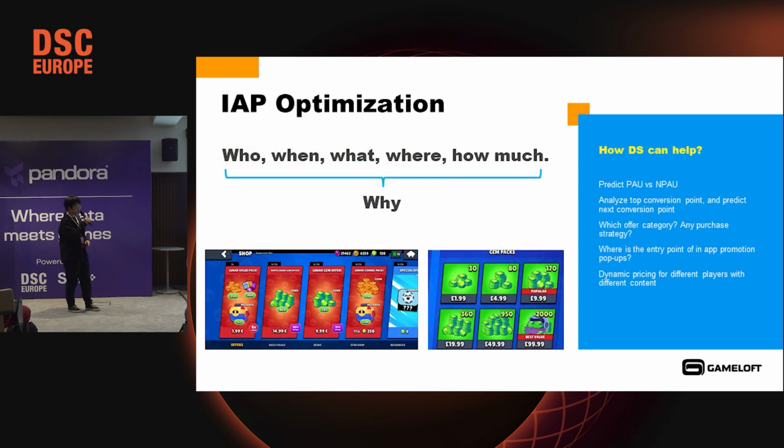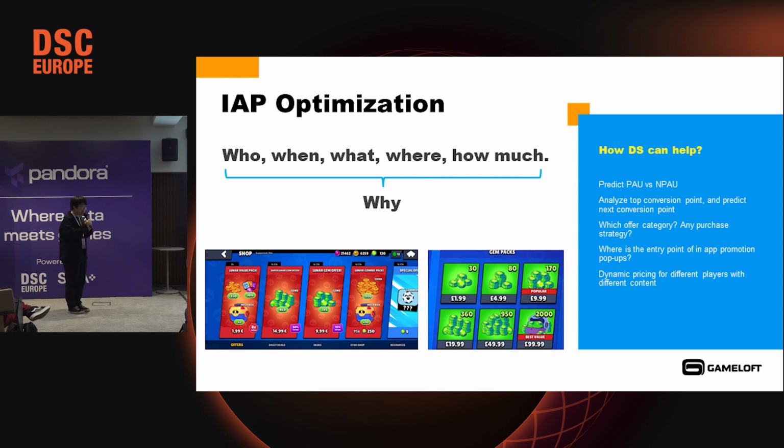So, IP optimization. I use a nice screenshot of one of my favorite games outside Gameloft. It's Supercell's Brawl Stars. I like the nice colors to showcase. This is an example of a very typical IP shop inside a free-to-play mobile game. They have different categories you can easily browse. They probably have hundreds of items you can buy with real money or with the so-called hard currency, soft currency.